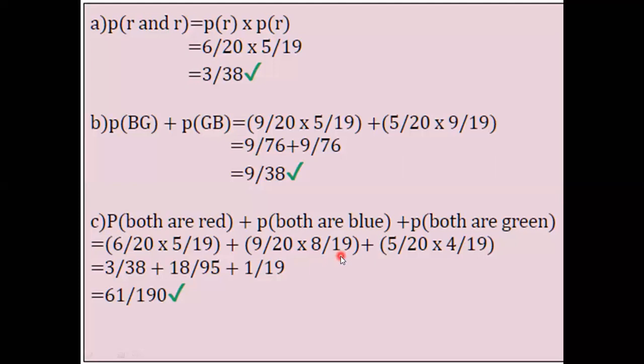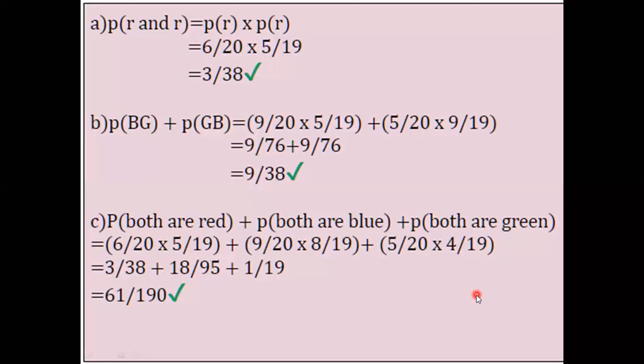Or both could be green, 5 over 20 times 4 over 19. First selection for green gives us 5 chances out of 20. And the second selection will become 4 out of 19, because a green ball has left the bag, so we have 4 remaining out of a total of 19. Now simplifying all these, we have 61 over 190 as our final answer.